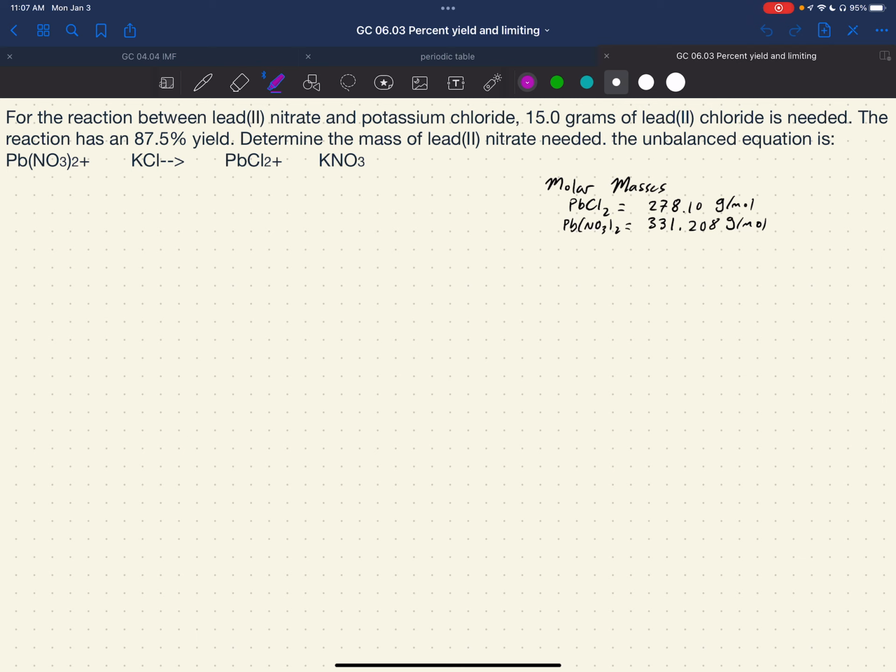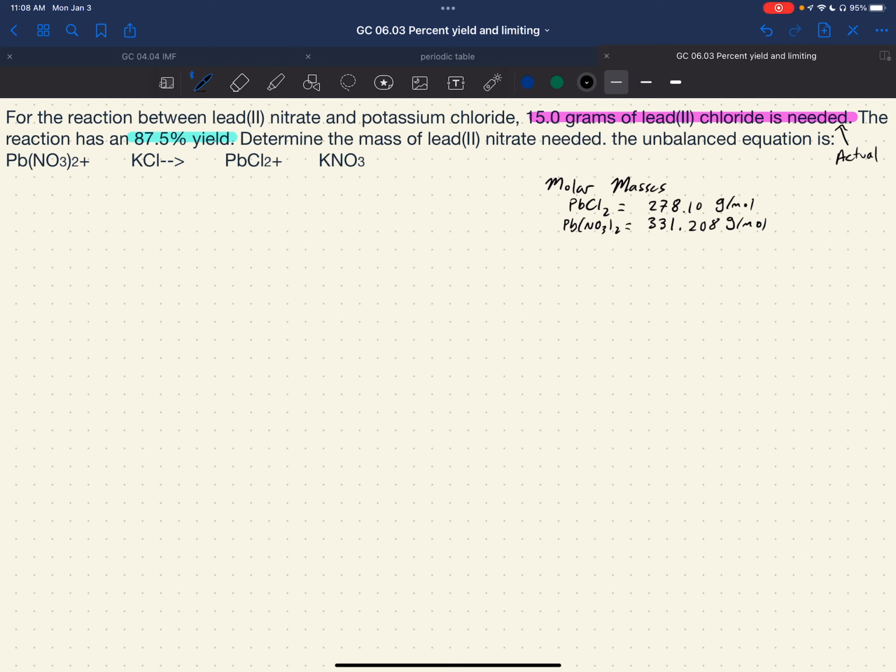For the reaction between lead 2 nitrate and potassium chloride, 15 grams of lead 2 chloride is needed. So this 15 grams is how much lead 2 chloride I need at the end of the reaction. And then the problem goes on to say that there is an 87.5% yield, which means that this needs to be my actual yield. The 15 grams of lead 2 chloride that I end up with needs to be how much I actually end up with at the end of the reaction, given that the reaction has an 87.5% yield.